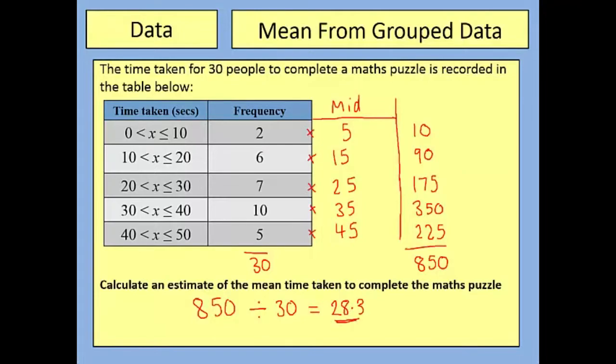Now it does say that this is only an estimate. And the reason for this is, we don't know the exact times of these people. All that we know is that these 2 people took between 0 and 10, these 6 between 10 and 20, and so on.